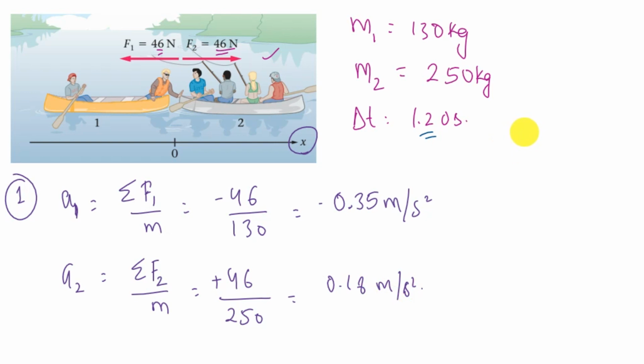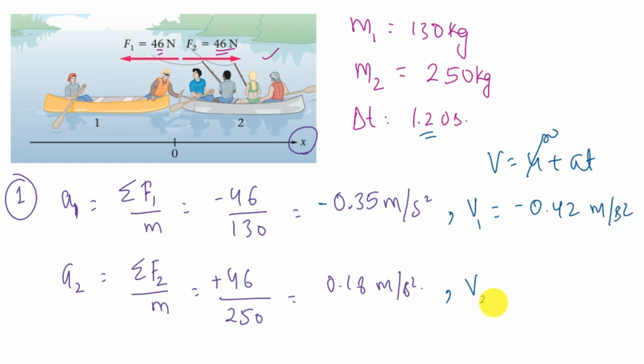We need to find the velocity after this time period. So we can use the kinematic equation that we studied earlier: v equals u plus at. The initial velocity was 0. So the velocity for canoe 1 is the acceleration multiplied with delta t. This value multiplied with 1.20 gives negative 0.42 meter per second. Similarly for canoe 2, the velocity will be 0.22 meter per second.